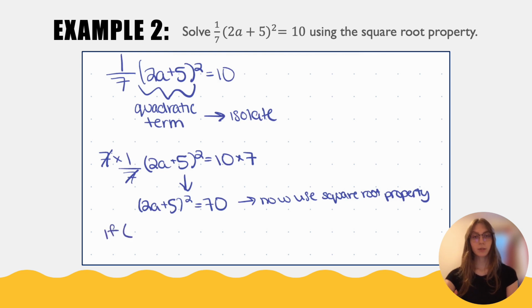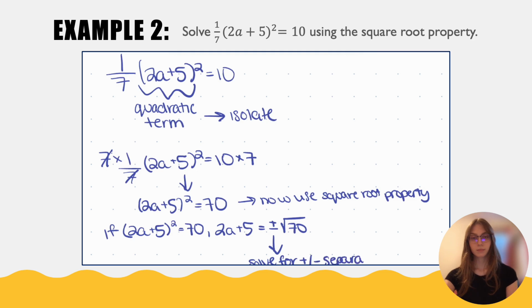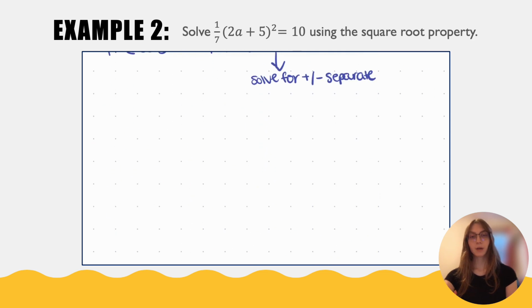Remember, the square root property states that if 2a plus 5 squared equals 70, then 2a plus 5 equals plus and minus the square root of 70. Now we can solve for a. We're going to solve for the positive square root of 70 and the negative square root of 70 separately because we're going to get two different solutions here. So let's start with the positive.